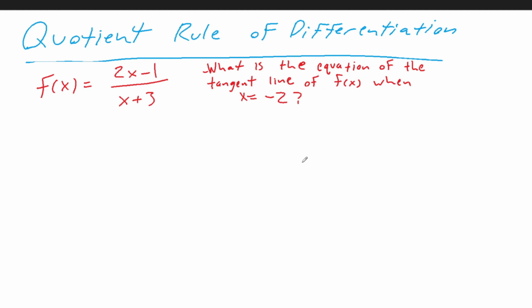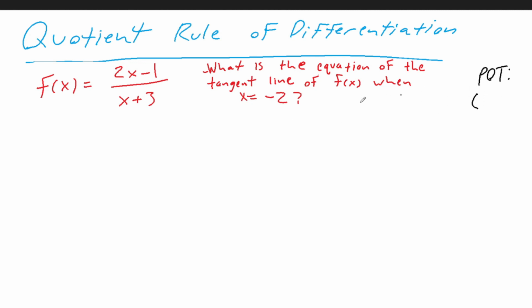Okay, so there's 2 things that you need when you're trying to find the equation of a tangent line, or the equation of a normal line, or anything like that. You need the point of tangency, or the POT, and you also need the slope of the tangent line, or the SOT. So we'll worry about the SOT after we figure out the POT.